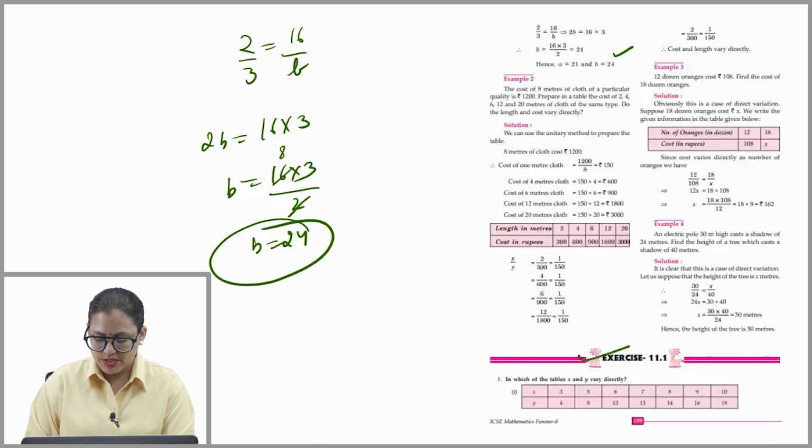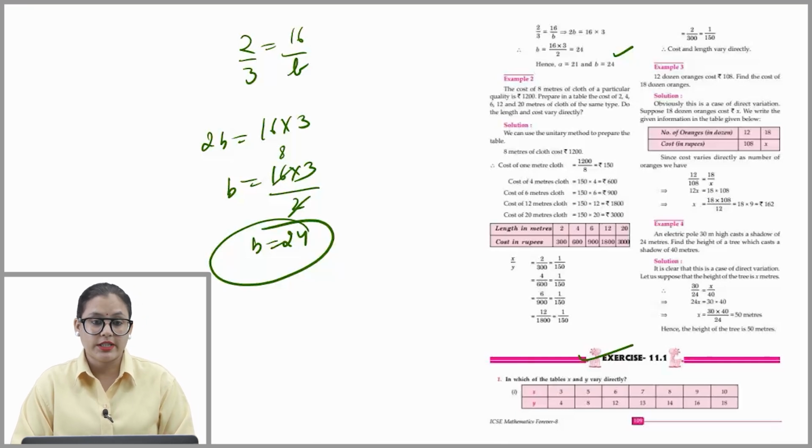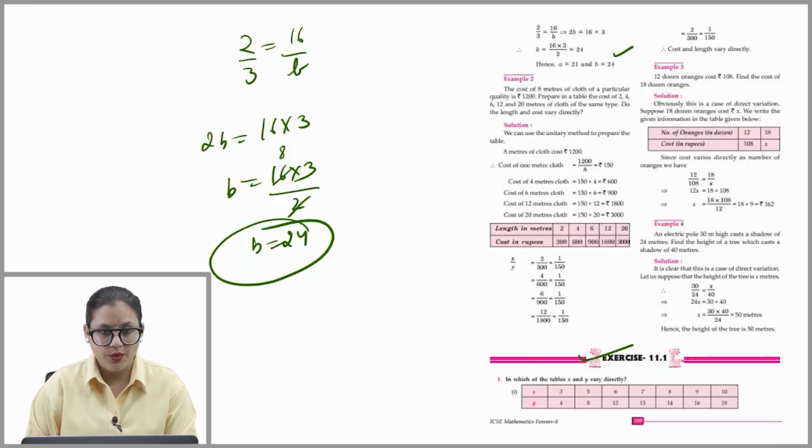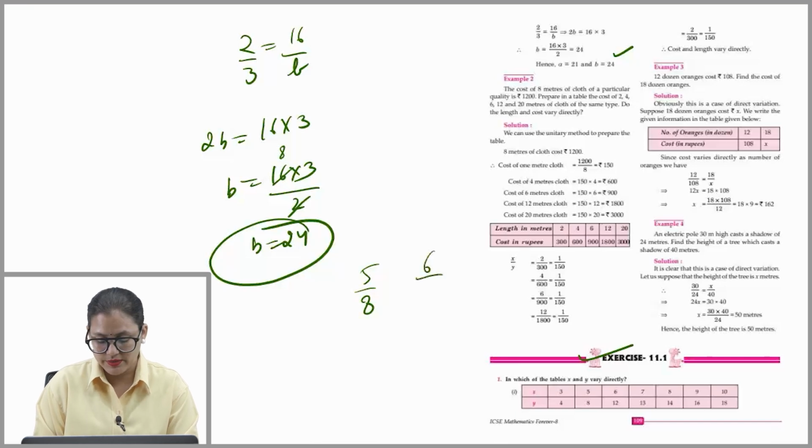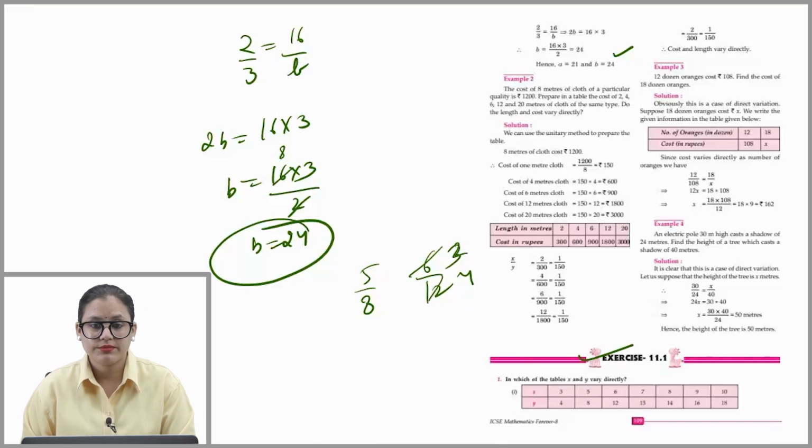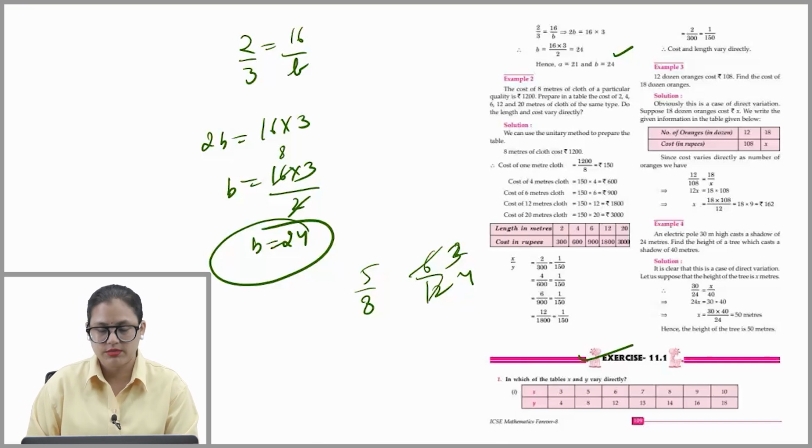Exercise 11.1. In which of the tables x and y vary directly? 3 by 4, then we have 5 by 8, 6 by 12. 5 by 8, we cannot reduce it to lowest terms. 6 by 12 is 3 by 4. 7 by 13, also we cannot reduce it to lowest terms. So this is not the table in which x and y vary directly.